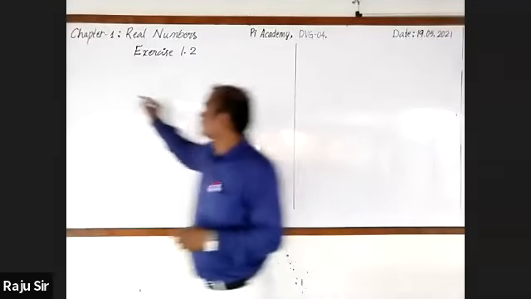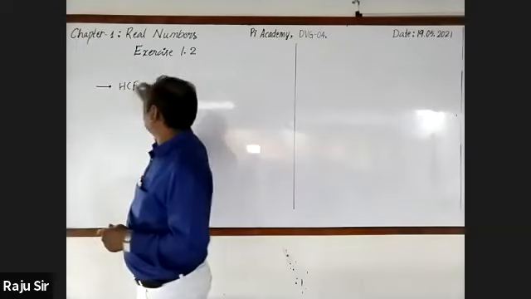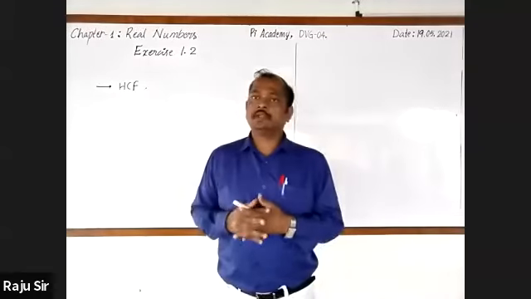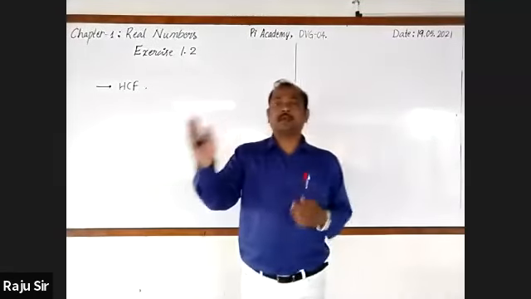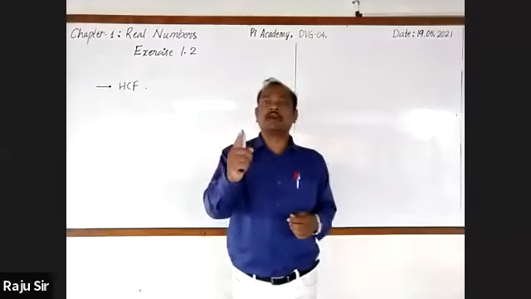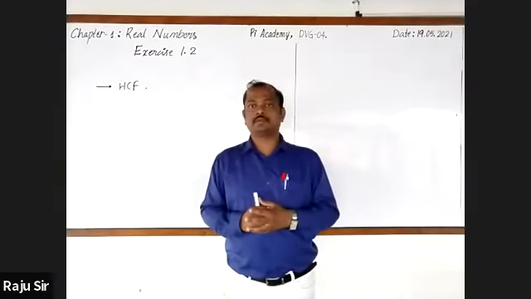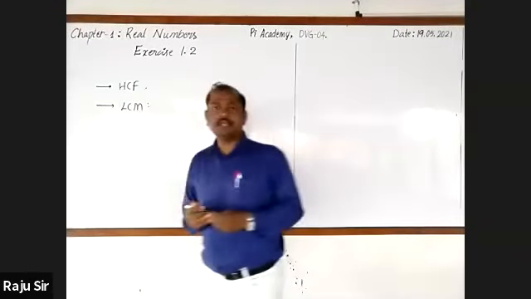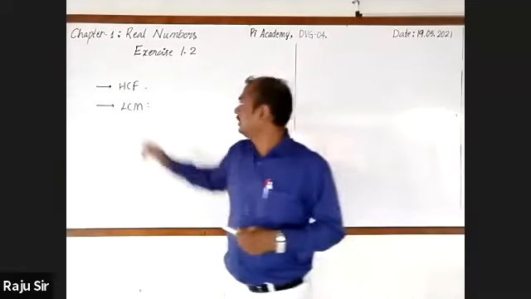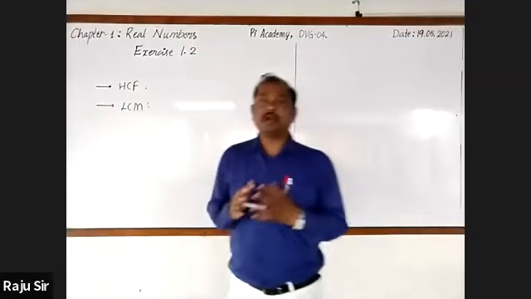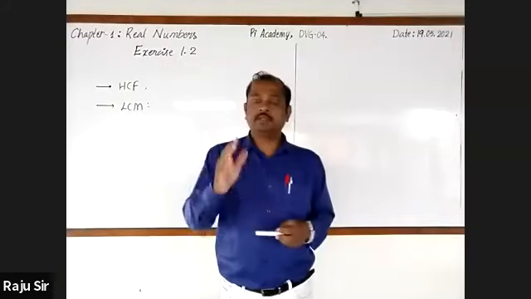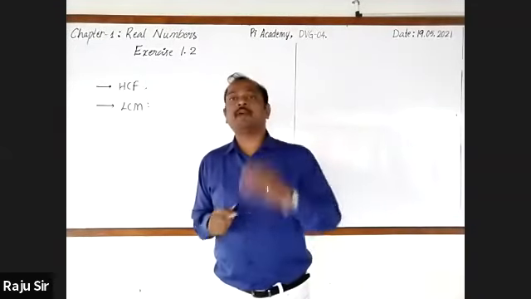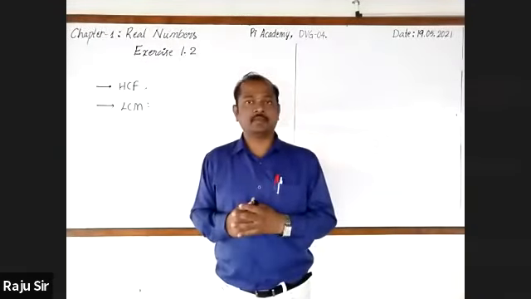The first point was HCF. You know that its full form is highest common factor, and the definition is the product of the smallest power of each common prime factor involved in the numbers, right? Then the second term was LCM. Its full form is lowest common multiple or least common multiple, and the definition is the product of the greatest power of each prime factor involved in the numbers, right?